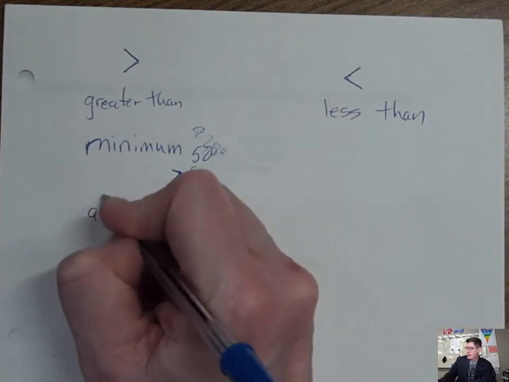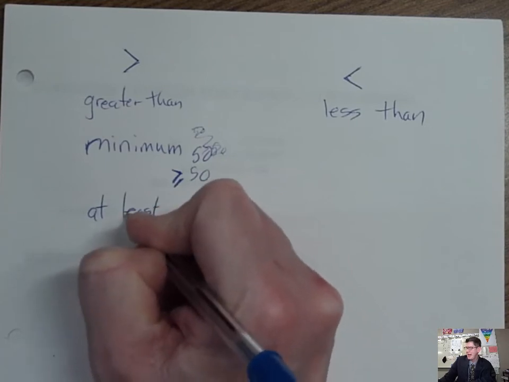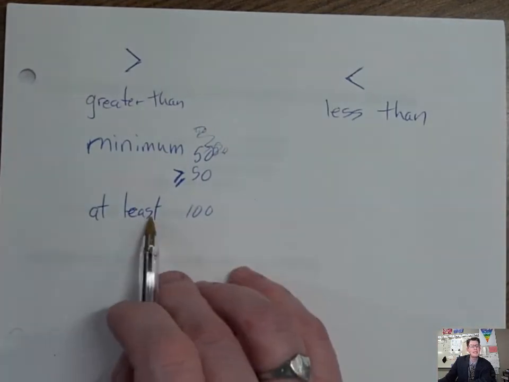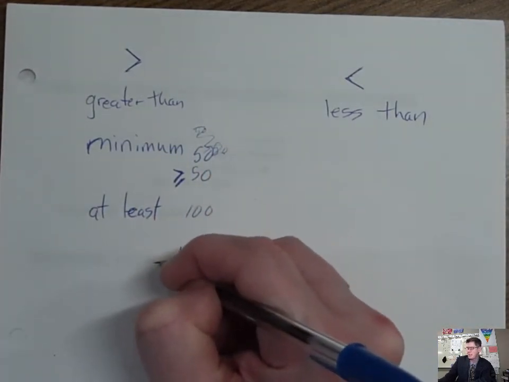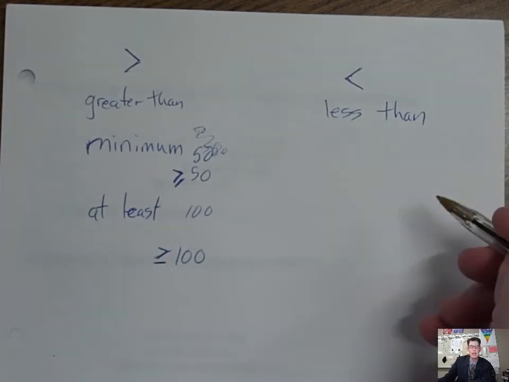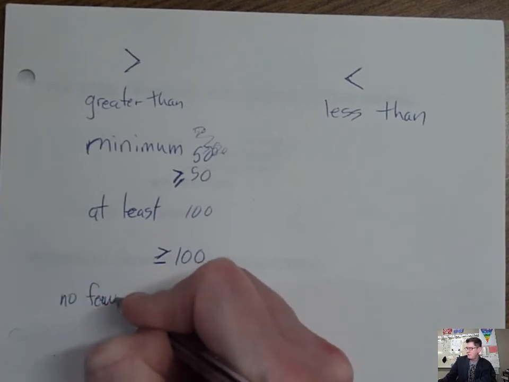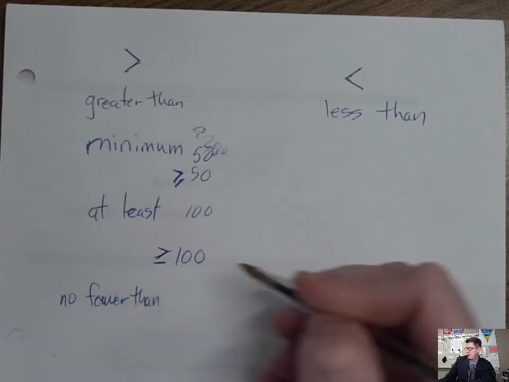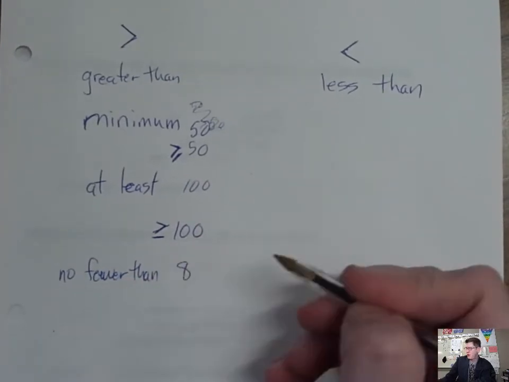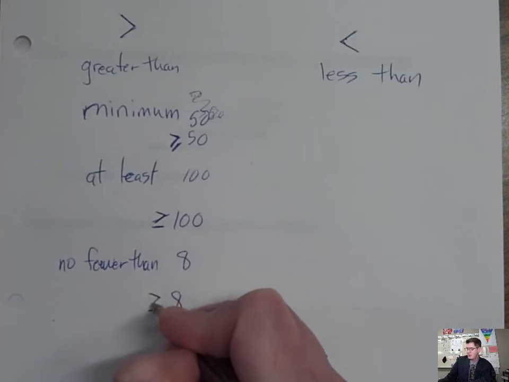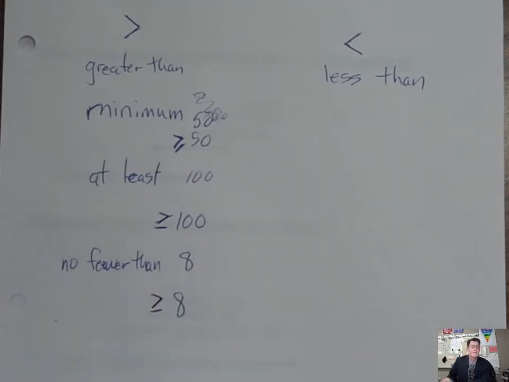Because the smallest it can be is 50. If you see the words at least, if something is at least 100, that means that's the least it can be. So the smallest it can be is 100. It's going to be more than that. Likewise, if something's going to be no fewer than 8 hours, it might be equal to 8, but it's not going to be fewer than that. It's not going to be smaller. It's going to be greater than 8.